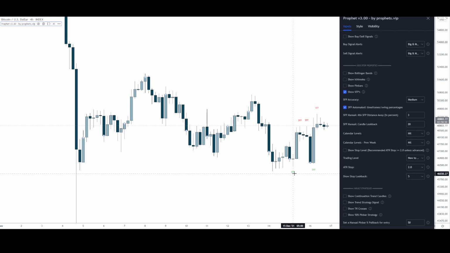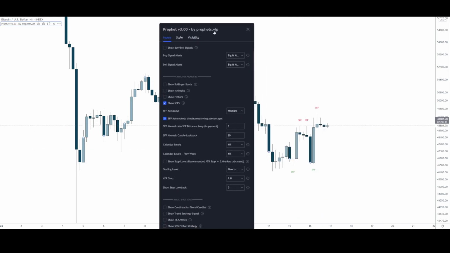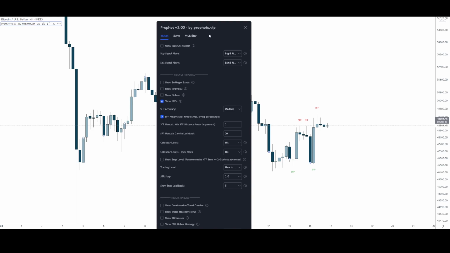Okay. So green SFPs are usually bullish reversals, and then the red ones are usually bearish reversals. Okay. So if you can combine an SFP with bullish or bearish divergence, or a buy signal, or a level reclaim, stuff like that, then that's where you get your really nice entries usually.